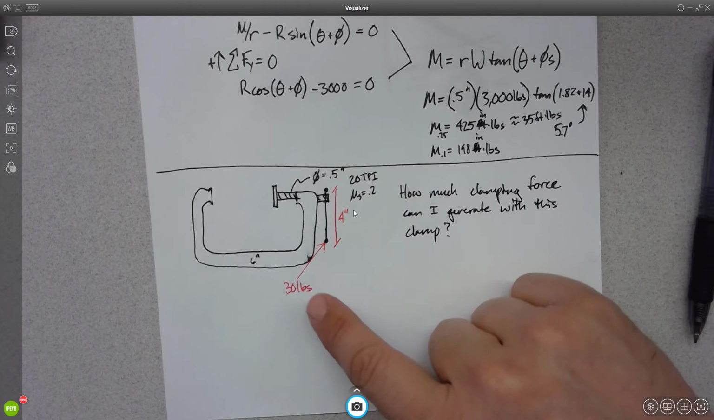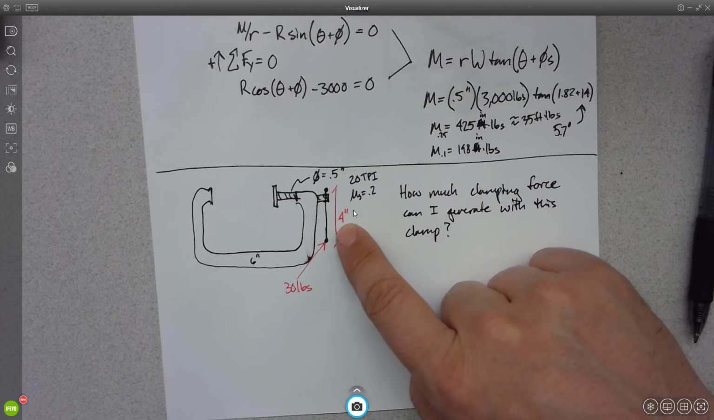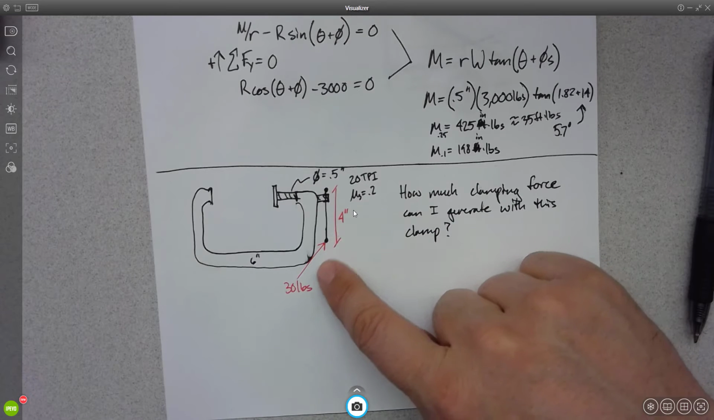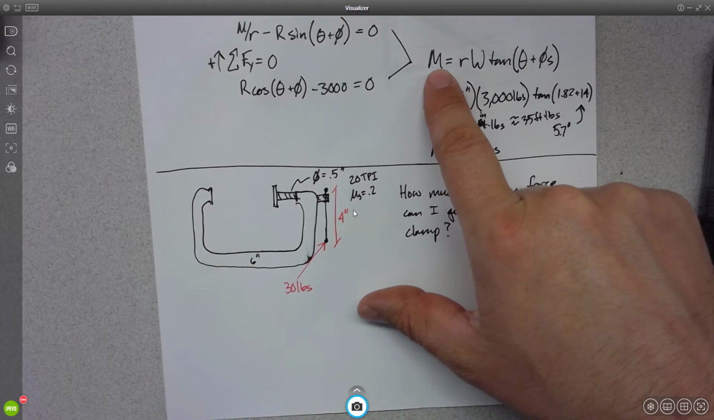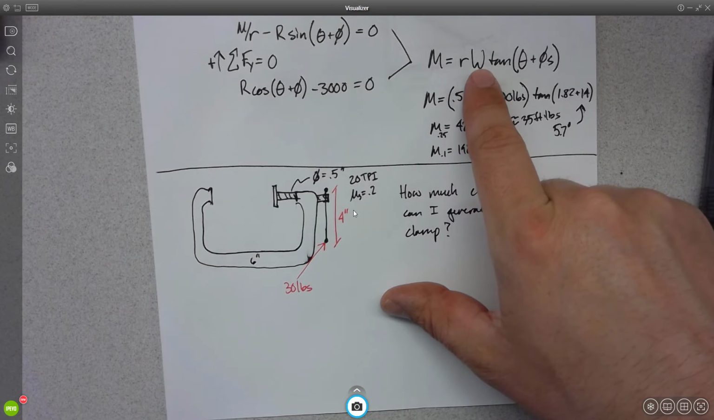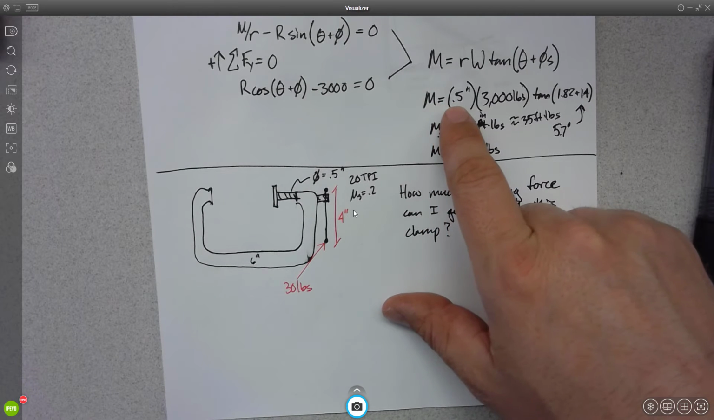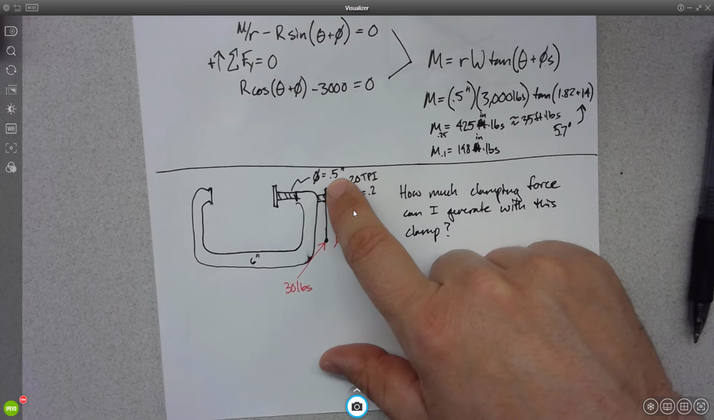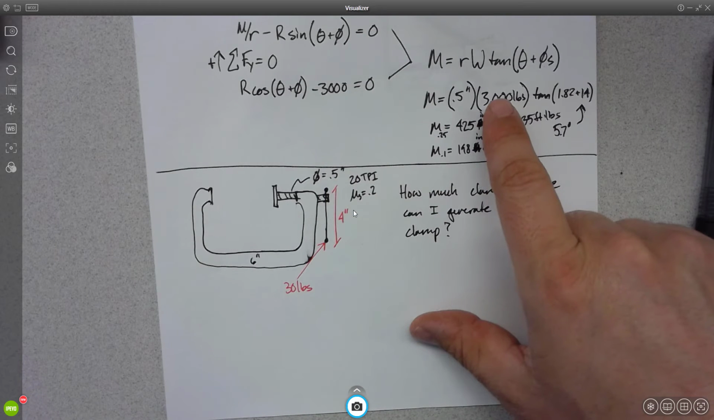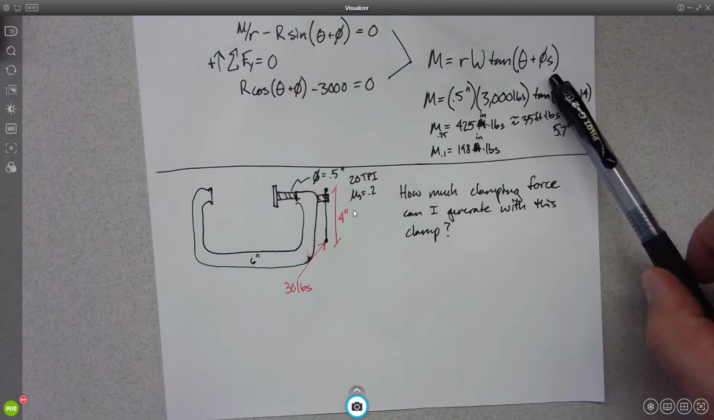So here we can figure out that we have 30 times 4, 120 inch-pounds as our moment that we can apply. W is our unknown. We're trying to find W. So we know we have 120 inch-pounds is equal to the radius of the screw, which is 0.25, times our unknown W, times the tangent of theta plus phi static.